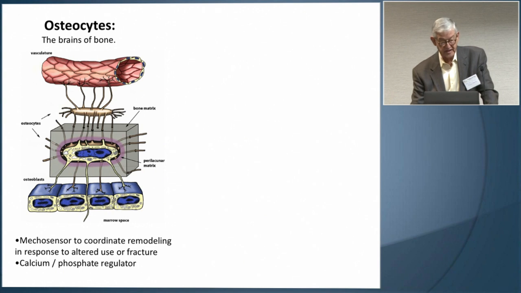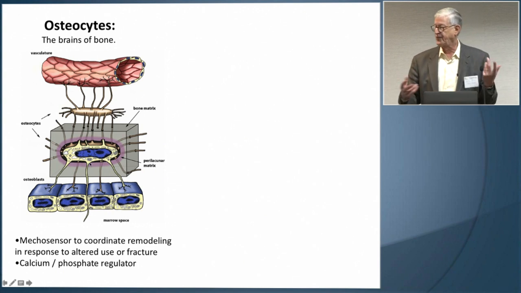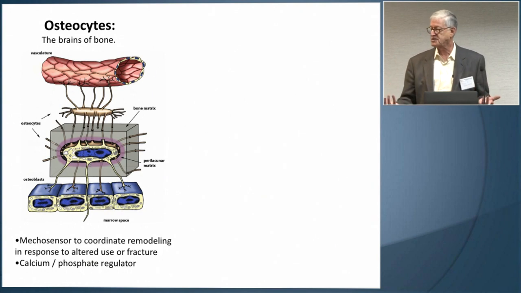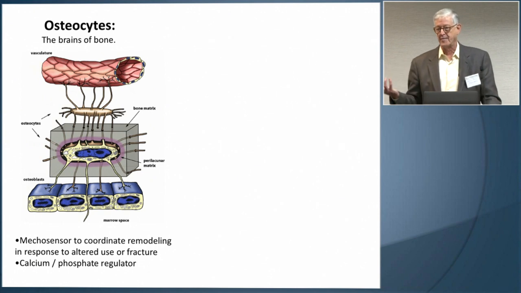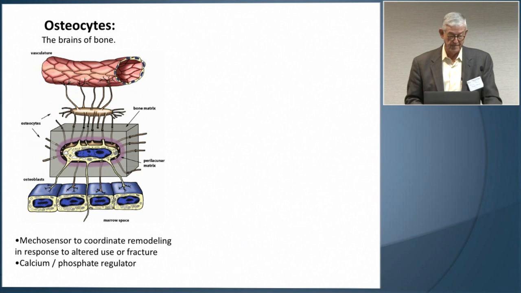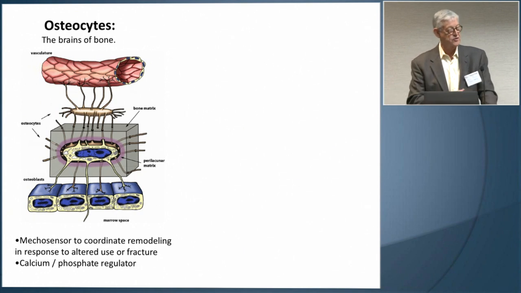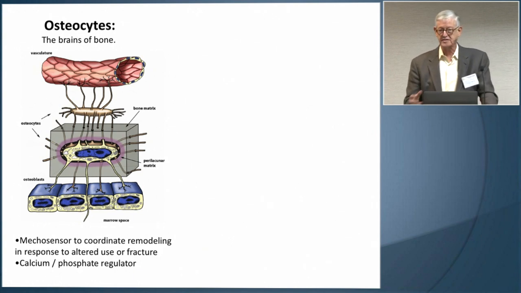And this cell not only senses mechanical loading and therefore influences what the cells will do in response to mechanical loading or a fracture, but it also senses your environment. It senses hormones that will regulate calcium and phosphate. It secretes hormones that will affect your metabolism, your overall metabolic activity. So this is very much a partner in the whole scheme of homeostasis.